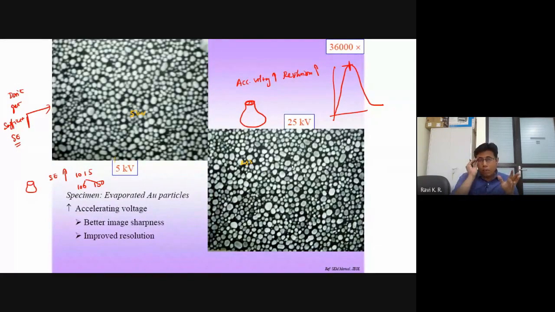Generally, whenever the person who comes for installation does the installation, they use a standard. Evaporated gold particle is the standard.